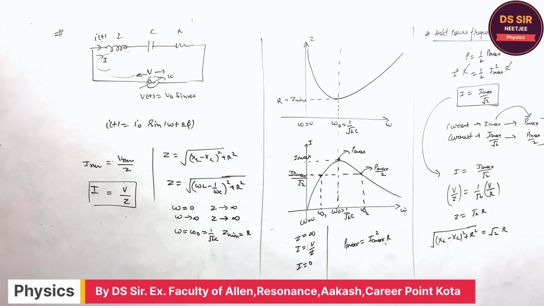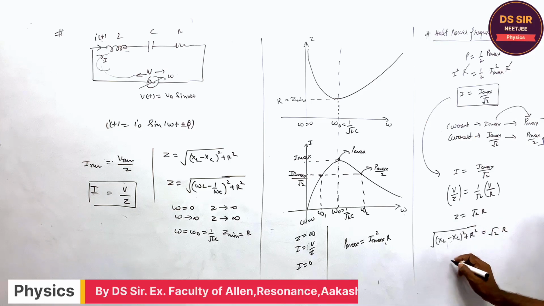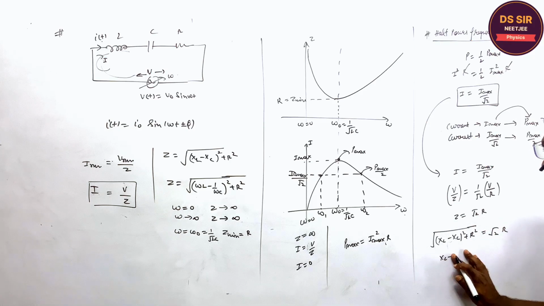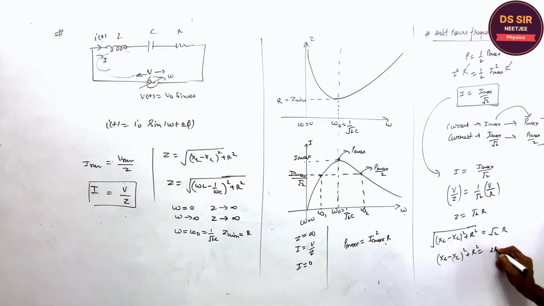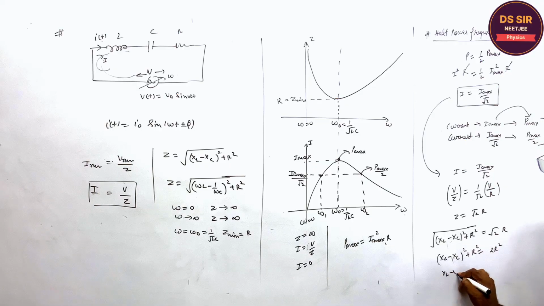Please copy this first. If you square both sides, XL minus XC whole square plus R square is equal to 2R square. So XL minus XC whole square is equal to what? R square, right? XL minus XC is equal to plus minus R. All right.